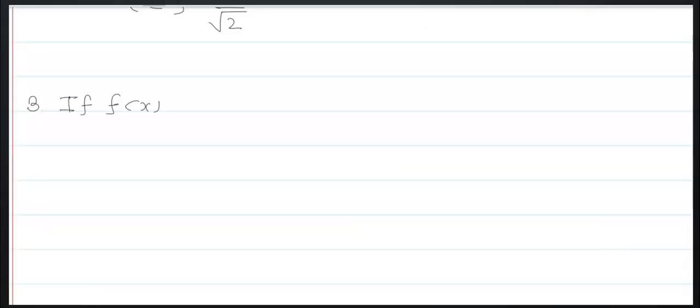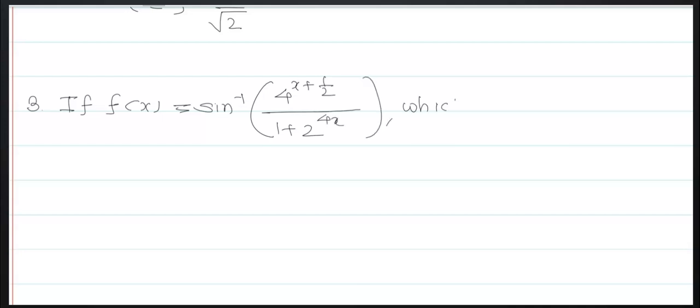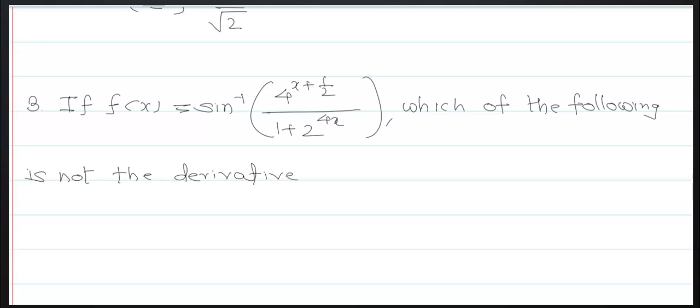Question number 3. If f of x is equal to sine inverse of 4 raised to x plus 1 upon 2 upon 1 plus 2 raised to 4x, which of the following is not the derivative of f of x?